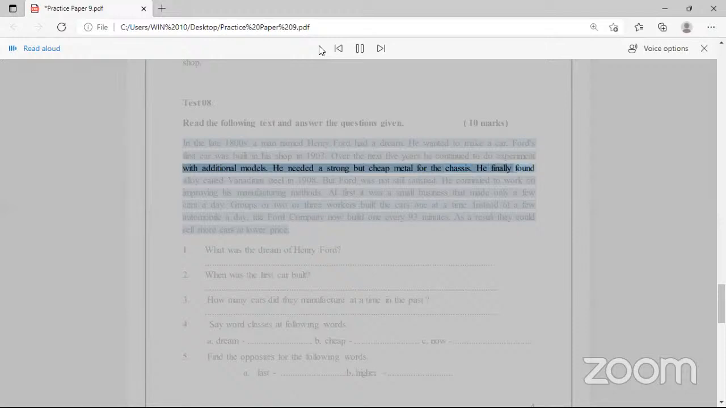He found vanadium steel in 1908, but Ford was still not satisfied. He continued to work on improving his manufacturing methods. At first, it was a small business that made only a few cars a day. Groups of 2 or 3 workers built the cars one at a time. Instead of a few automobiles a day, the Ford company now built one every 93 minutes. As a result, they could sell more cars at a lower price.